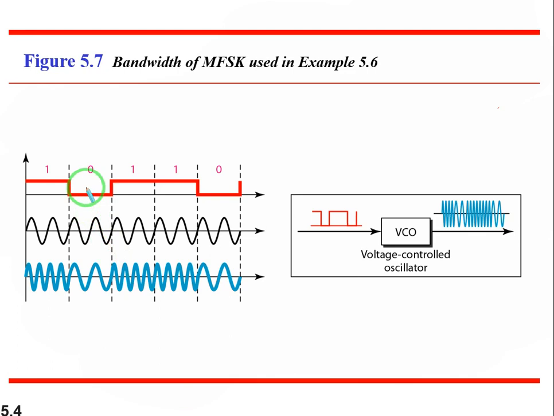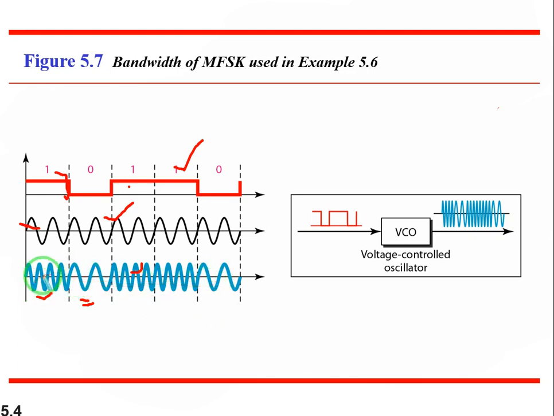If you see figure 5.7, bandwidth of MFSK, this is your digital data. This is your modulation or carrier frequency. Now the digital signal is going to be combined with the carrier. Once we have a 1, we have a higher frequency. Once we have a 0, we have a lower frequency. Then we have a 1, higher frequency. Then a 1, high frequency. Then a 0, low frequency. Low frequency means the number of cycles is going to be reduced.